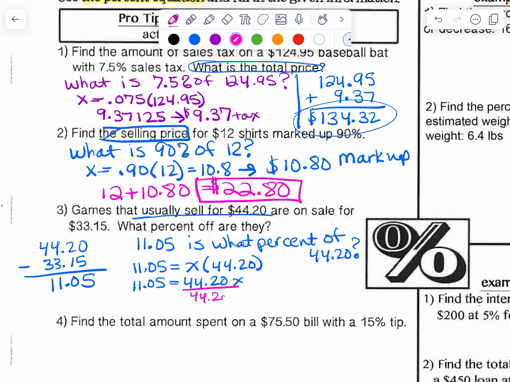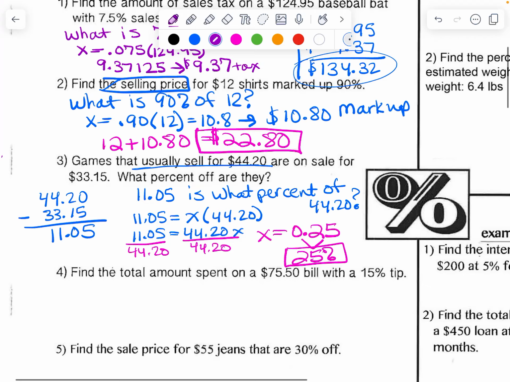So let's look back at the question. They're asking us what percent off are they? So what percent is this? This is 25%. So they're on sale for 25% off the price. The next question says to find the total amount spent on a $75.50 bill with a 15% tip. One way is to find 15% of $75.50 by doing 0.15 times $75.50 and adding it on, because a tip is added on to the price.